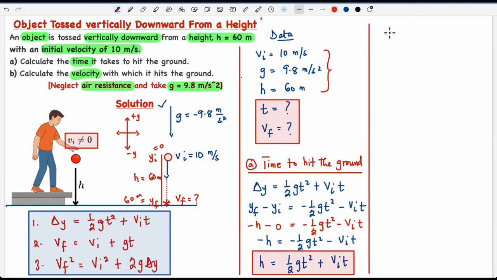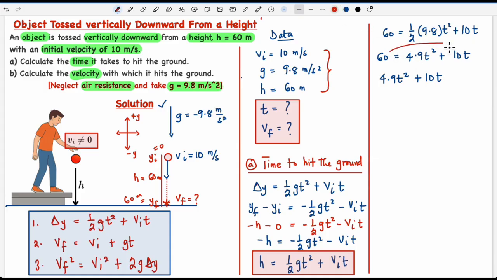the value of time. Okay, so we start with our h, in this case 60, equals 1/2 g, which is 9.8, times the time squared, plus the initial speed 10 times the time. So simplifying this further, we will have 60 equals 4.9 t squared plus 10t. We can take all the terms to one side so that it is equal to 0. In that case, we have 4.9 t squared plus 10t. So I'm choosing to take the 60 over to the other side. So that becomes minus 60 and then equals 0.